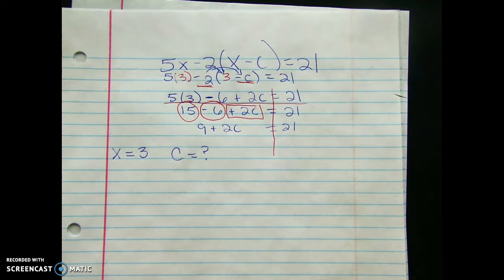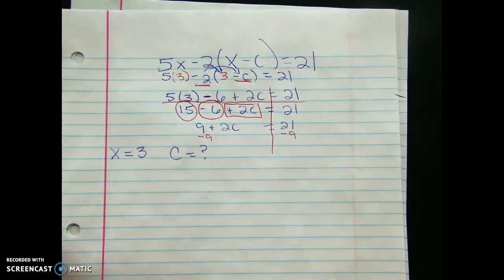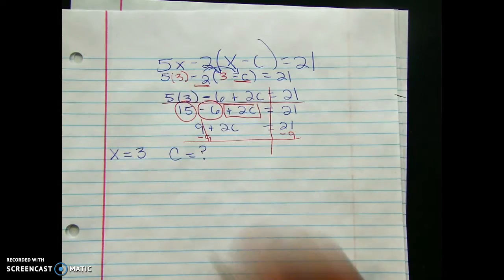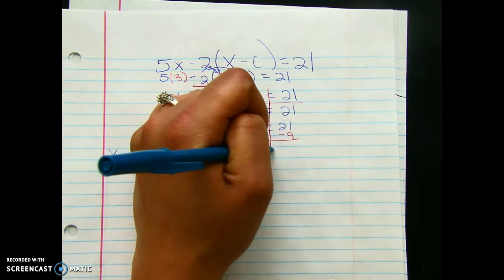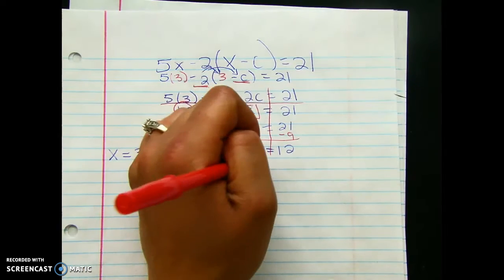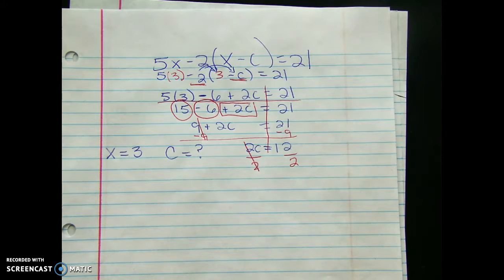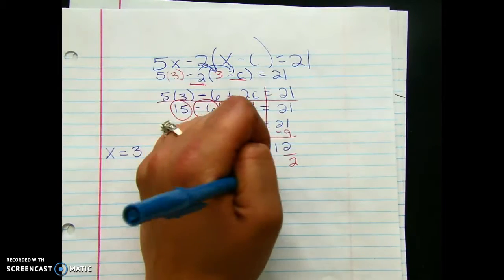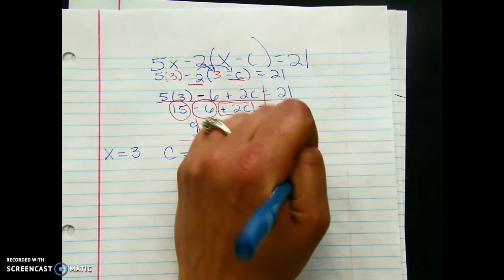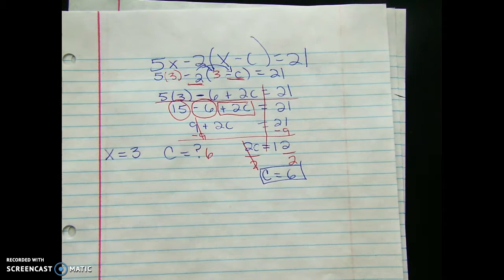I'm going to do inverse operations as my step says, and I am going to subtract 9 from both sides. I am going to get 2c is equal to 12. Last step, I am going to divide by 2 to get my variable by itself. All I'm doing is following my steps from quarter 1. C is equal to 12 divided by 2, 6. So in this case, C is 6. And that's all the question is asking.